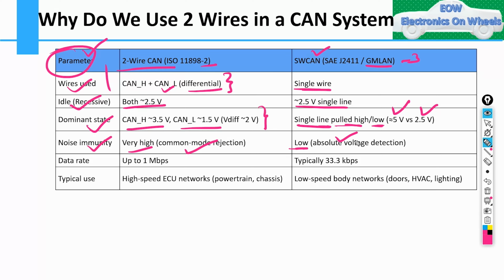So this works on absolute voltage, 5 or 2.5. Then data rate is up to 1 Mbps for two wire, and typically 33.3 kbps for single wire. The typical use here is high speed ECU networks, which we have discussed, and here low speed body networks. This is the overall explanation of single wire CAN and two wire CAN.